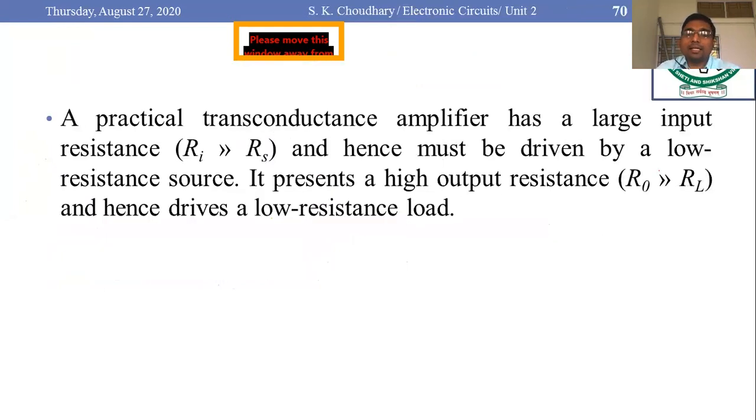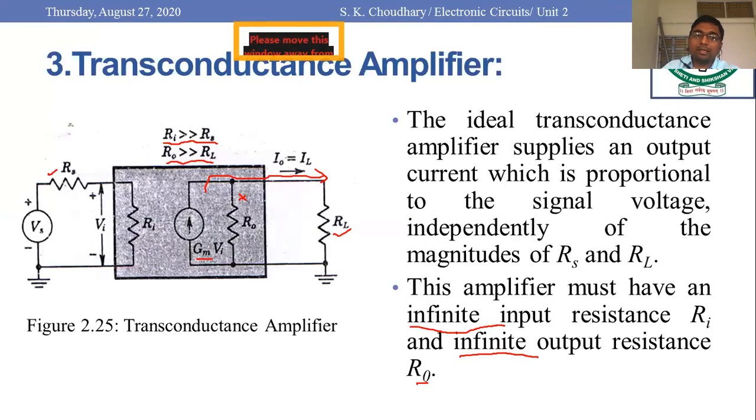So a practical transconductance amplifier has a large input resistance Ri, and hence it must be driven by a low resistance source, and it presents a high output resistance R0, hence drives a low resistance load. You can see here, as Rs is very small, the voltage would be driven by the low resistance source, and the current drives the low resistive load.